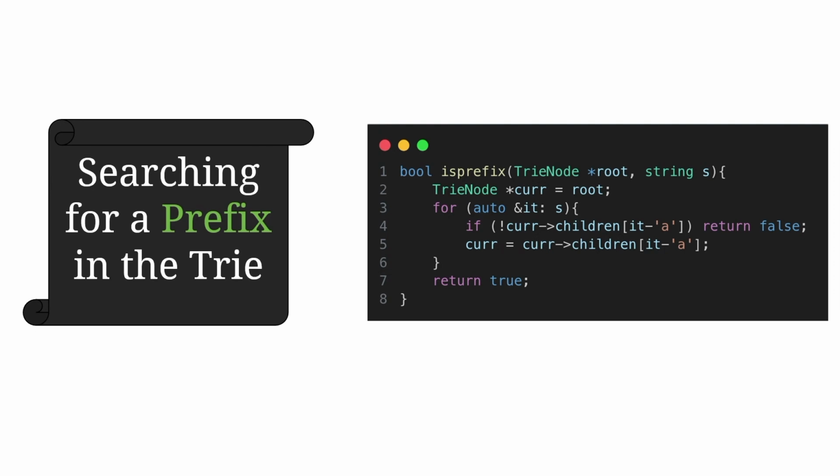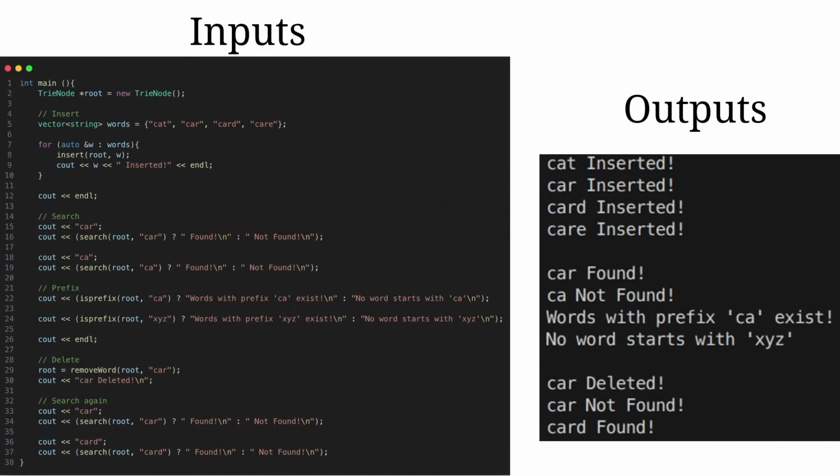The key difference is the last line. Instead of checking the is-end flag, the function simply returns true. This is because prefix search only checks whether the path exists and does not need to verify if it is a complete word. This slide shows the input and output of our trie program.